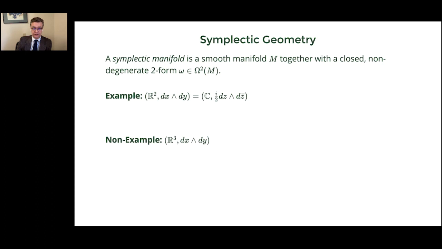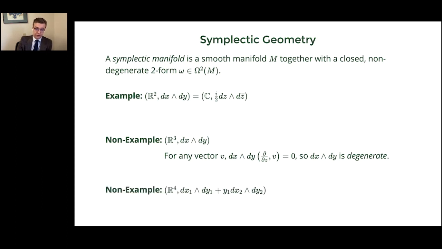Here's a non-example. If I take essentially the same two-form, but now on R3 rather than R2, it's not non-degenerate, because if I stick the z direction in here, I always get zero no matter what the second vector is. So this can't see the z direction, and it's a degenerate two-form. In fact, the non-degeneracy condition ensures that the manifold has to be even dimensional. If you have an odd-dimensional manifold, there's always some direction that the two-form can't see.